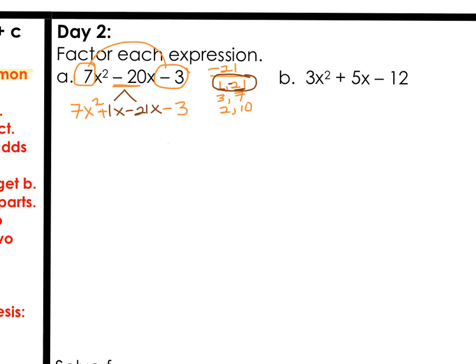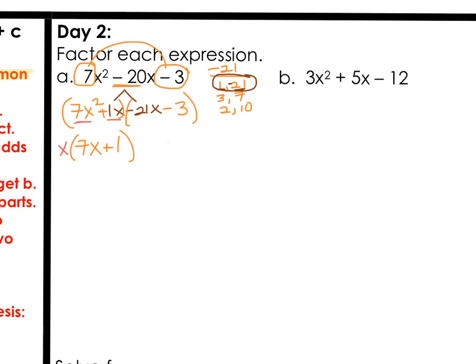Our next step, step 6, group the first 2 terms together. So I'm just going to put a parenthesis around them. And then the second 2 terms together. And we look for a common factor. Now in that first parenthesis, we've got 7x squared and 1x. All they have in common is an x. I'm going to factor that out, and we would be left with 7x plus 1. And that's all you do for that step.